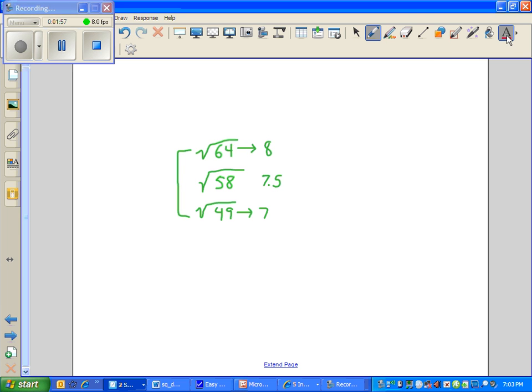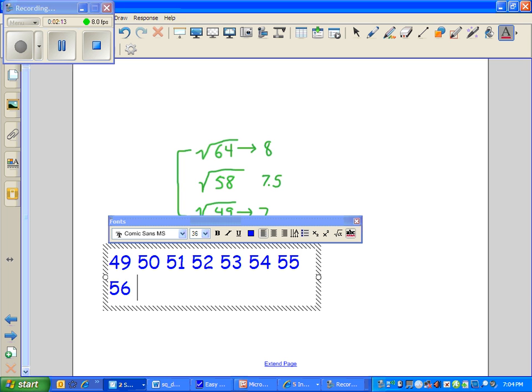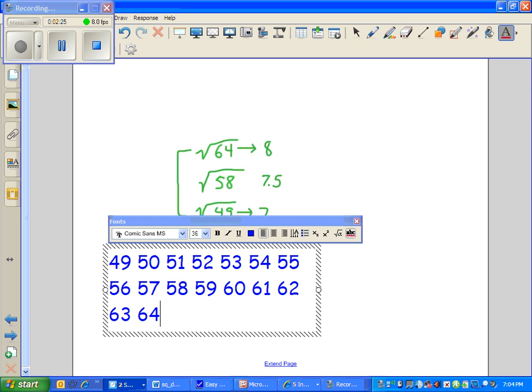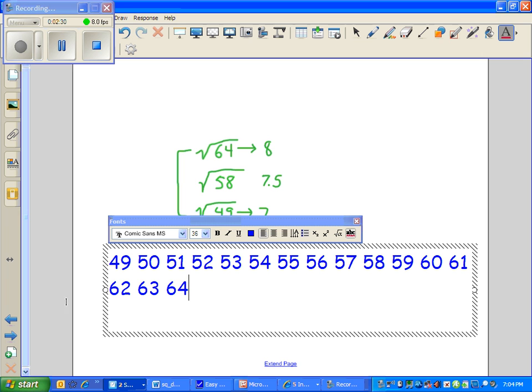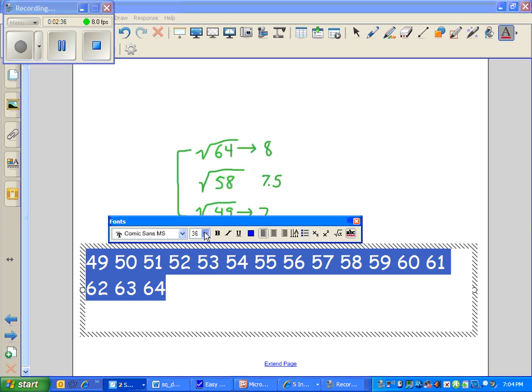For most of you, it would help you to visualize a number line. So if we wrote out the numbers from 49 to 64, they would look like this. Now I'm going to stretch these out so we can see them all in one long line. And it may still not fit, so I'm just going to make those a little bit smaller.